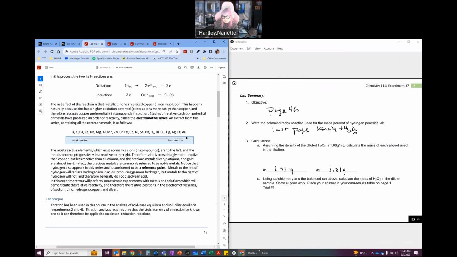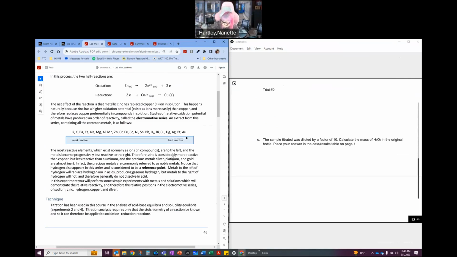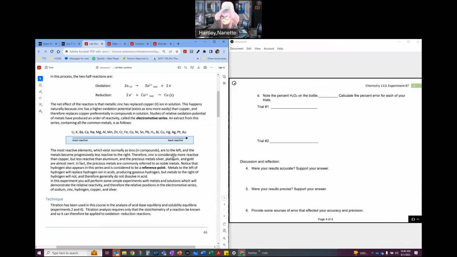Okay, so this is the calculation that we just talked about. All right, and then we do that for both trials. And the sample titrated was diluted by a factor of 10. So we multiply that by 10, and that's the one that we did, the in-the-bottle calculation. And then the percent H2O2 on the bottle is 3%.